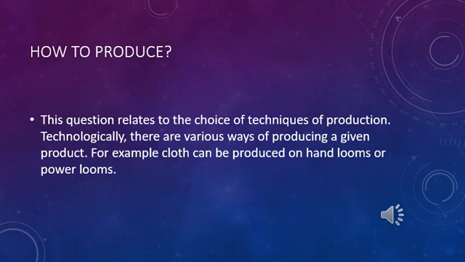For example, when you are required to bake pizza, you can bake it by electric oven, by gas oven, or by other means as well. So we must know how to produce a commodity.